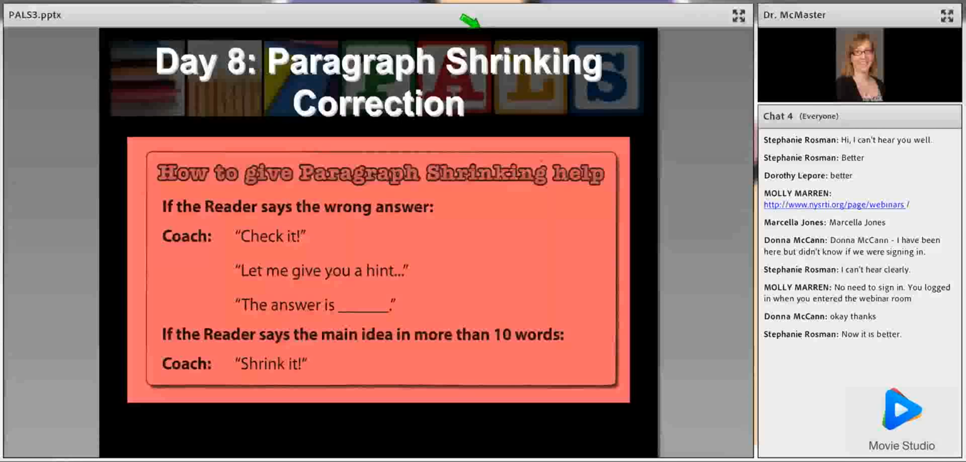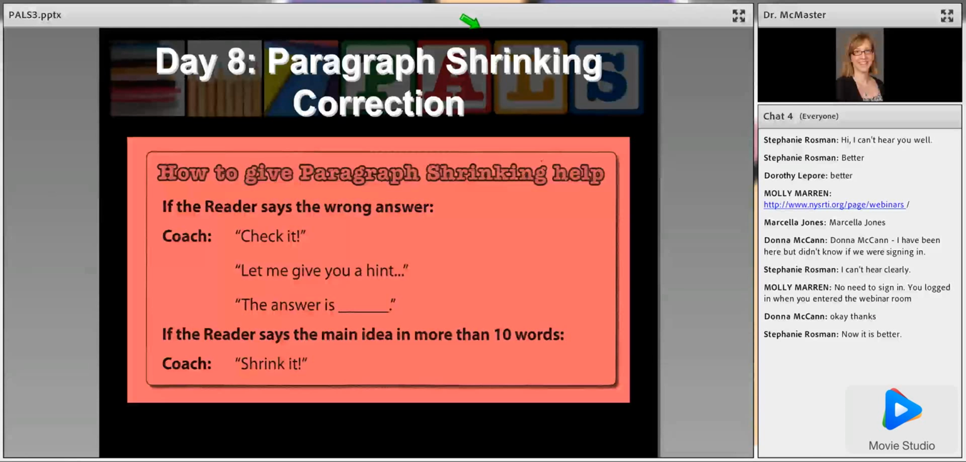And this is really a judgment call on the coach's part. So as the reader is shrinking, the coach has to decide whether they agree that the reader has summarized the information correctly. And if they don't think that the reader has said the correct thing, they can do one of 3 things. The first time they might just say, check it. And the reader can skim the paragraph and come up with another answer. If that doesn't work, the coach can say, let me give you a hint. And they can say something that helps the reader focus in on the most important part of the text. And if that doesn't work, then the coach can just tell them the answer.